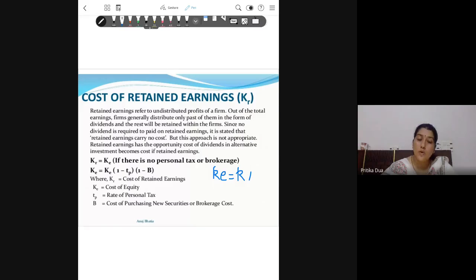So your cost of retained earnings, this is KR, will be lower than the cost of equity. Cost of equity is adjusted for the taxes and the brokerage cost, and you get the cost of retained earnings. Okay, this is how this approach works. Okay, let's move further.